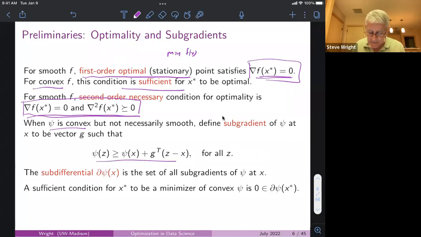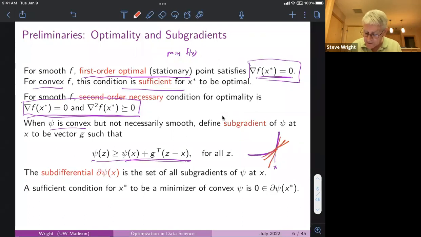Then we can define this thing called a subgradient. The subgradient basically is the slope of any supporting hyperplane to the function psi at the point x. So I can draw a function of this as well. Here is a function that is convex and non-smooth. If I just focus on the point here where there's a kink in the function, then obviously I can draw a bunch of supporting hyperplanes that go through the graph of the function at that point. So here is one. Actually, I'll just draw it as a solid line. So that's one supporting hyperplane.